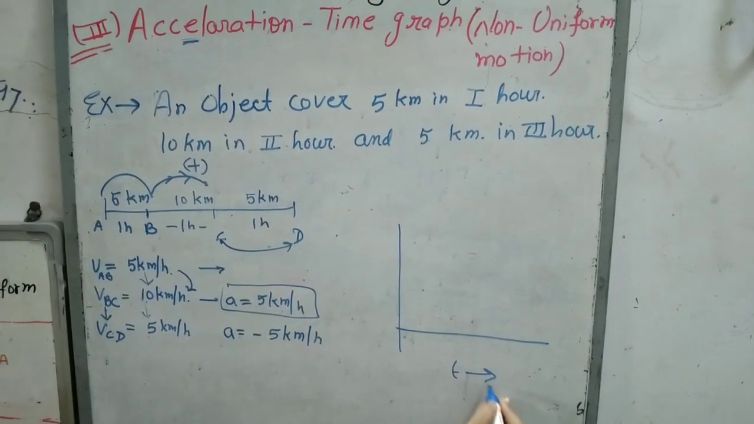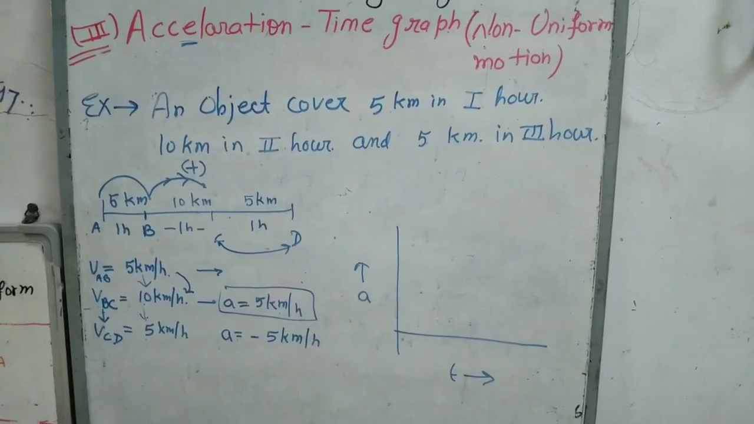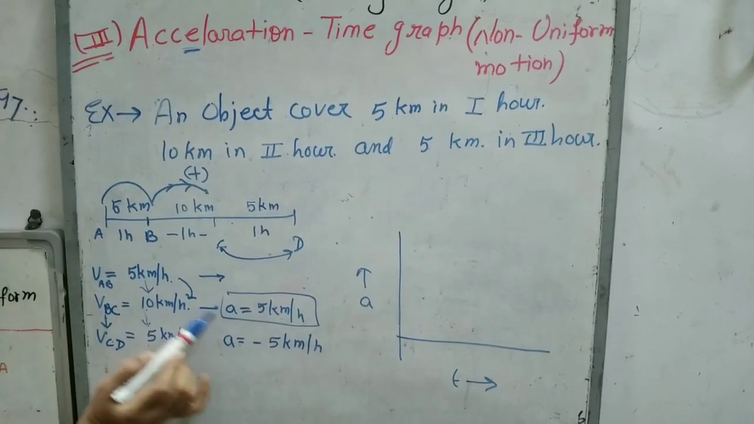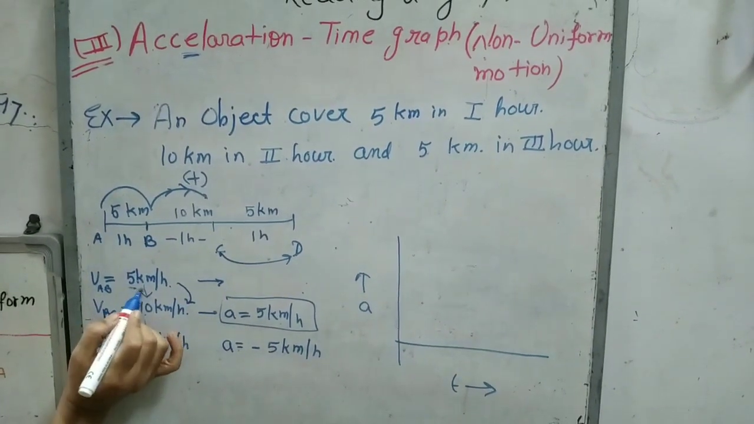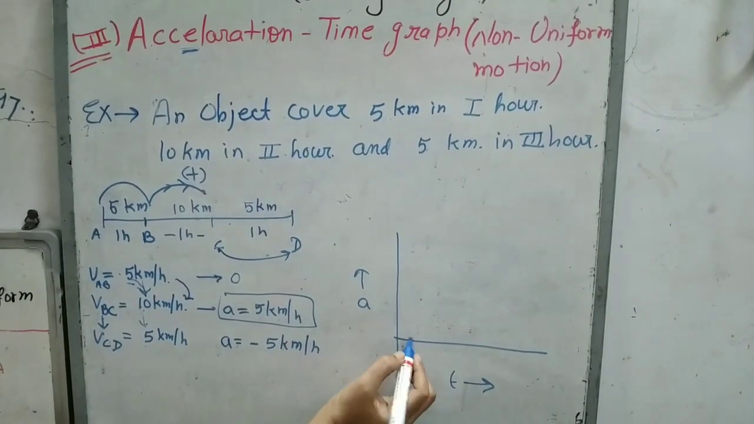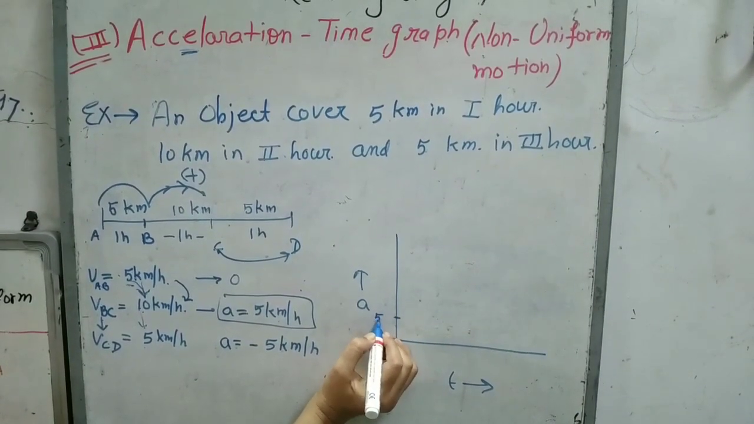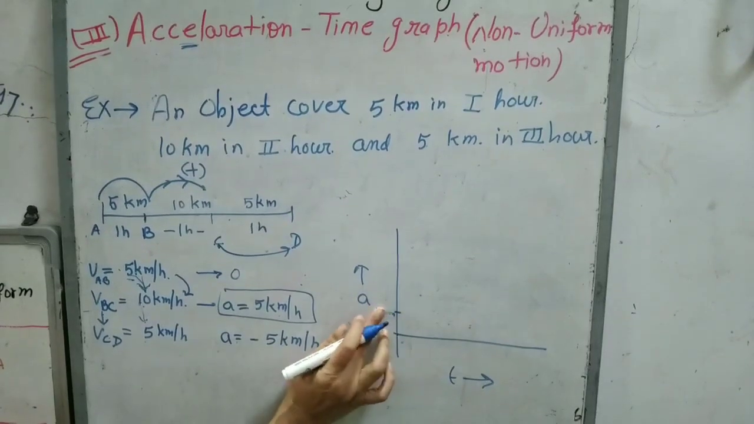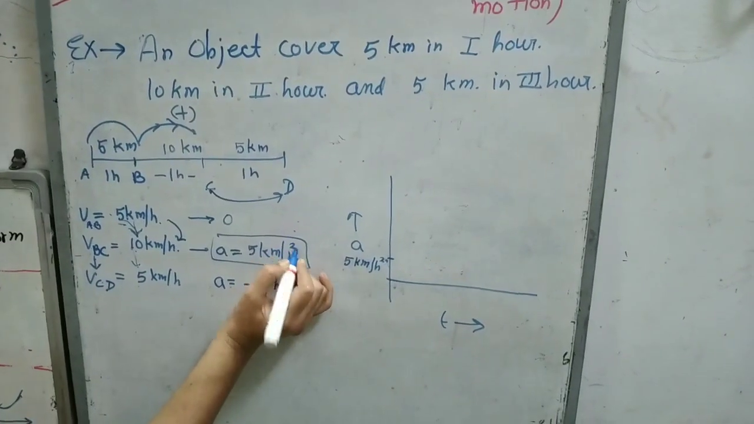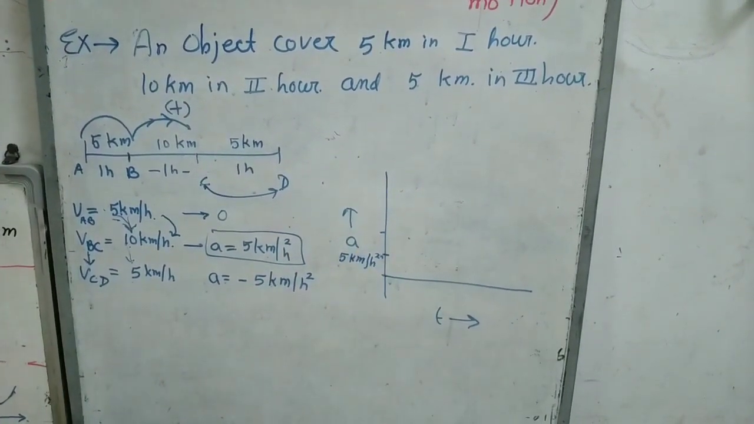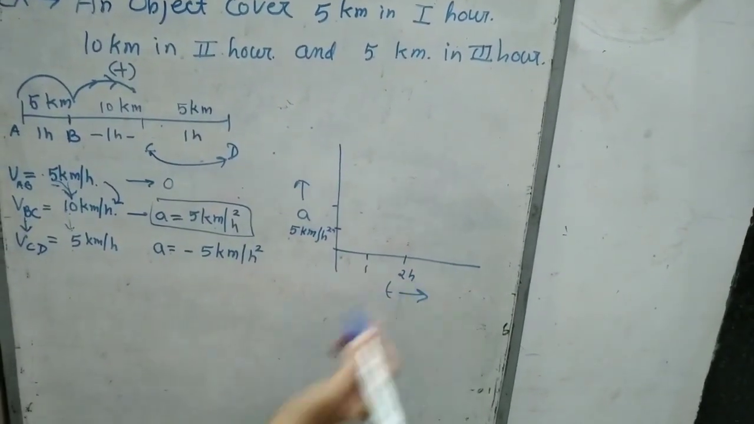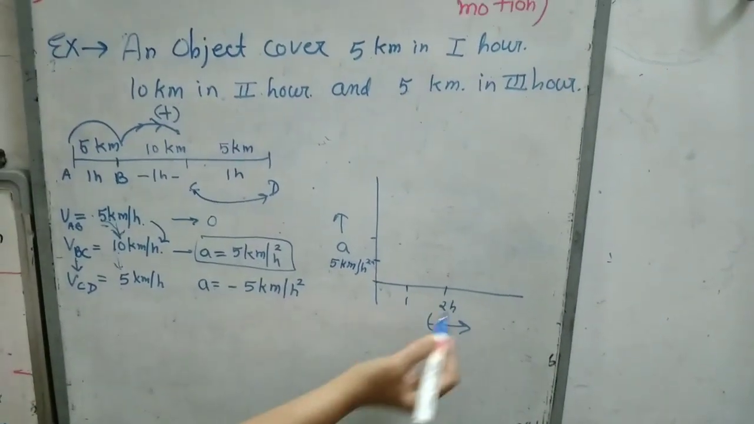Graph, this is the time axis, this is the acceleration. From first we will increase, so that will be our first acceleration. Suppose this is the constant and the velocity increased by 5, so here we can say acceleration is starting from 0. So acceleration in the first interval is 5 km per hour square. Then here is the time: 1 hour, 2 hour and 3rd hour.